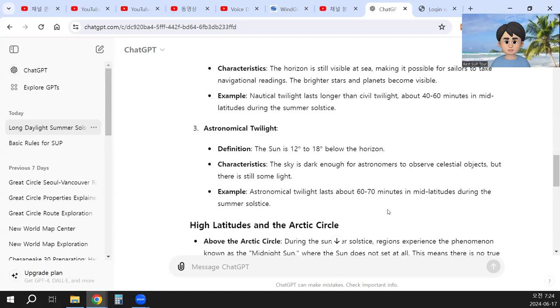Astronomical twilight. Definition: the sun is 12 to 18 degrees below the horizon. Characteristic: the sky is dark enough for astronomers to observe celestial objects, but there is still some light. For example, astronomical twilight lasts about 60 to 70 minutes in middle latitudes during the summer solstice.